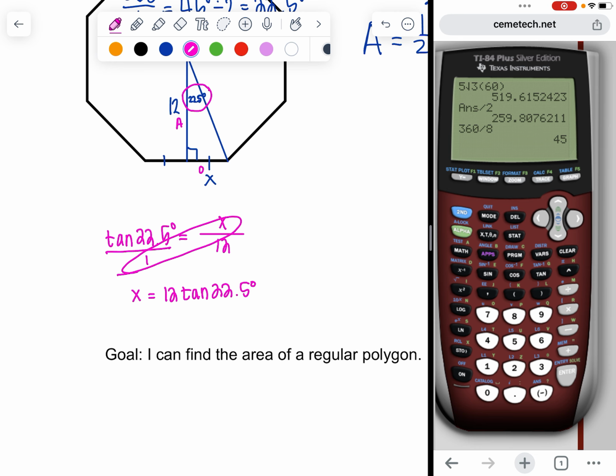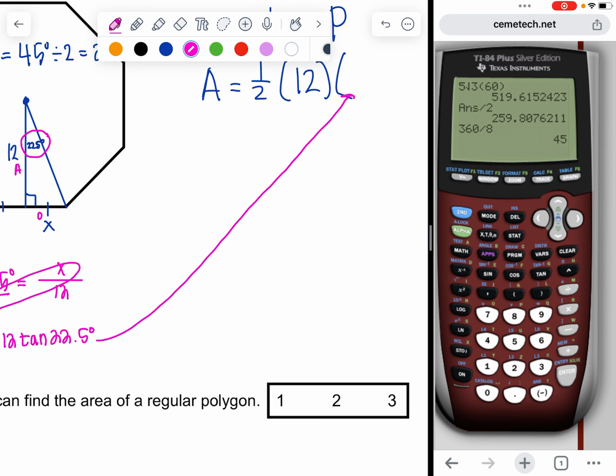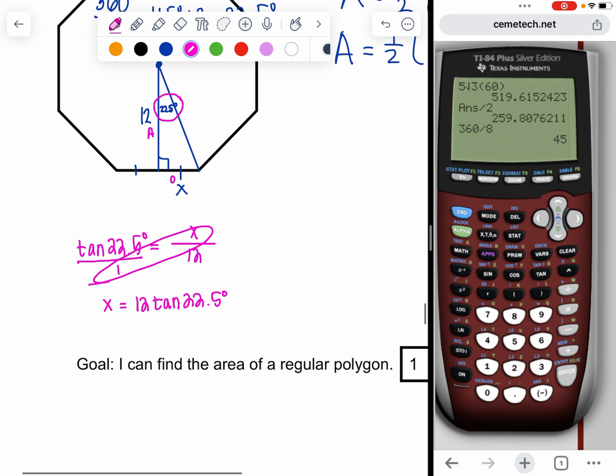So now, one thing that people do wrong is that they throw this in here, but remember, that's not the perimeter. That was this little piece right here. So now what I'm going to do is find the side length. To get the side length, I'm going to multiply this by 2. So I'm going to do 2 times 12 tangent of 22.5. I can clean this up a little bit because I can do 2 times 12, and I get the side length is 24 tangent of 22.5.